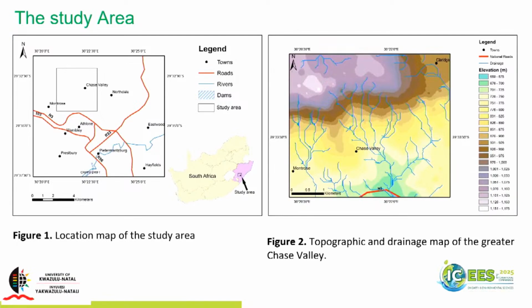So this represents a study area which is located 7.5 kilometers from Pietermaritzburg, and Pietermaritzburg is about 75 kilometers from Durban. That is figure 1 showing where the study area is located, and figure 2 shows the digital elevation model of the area with the drainage map superimposed on it.